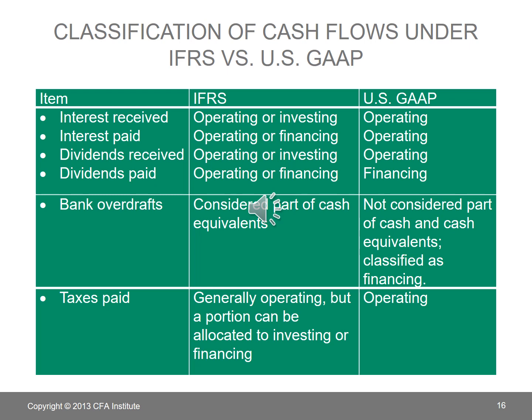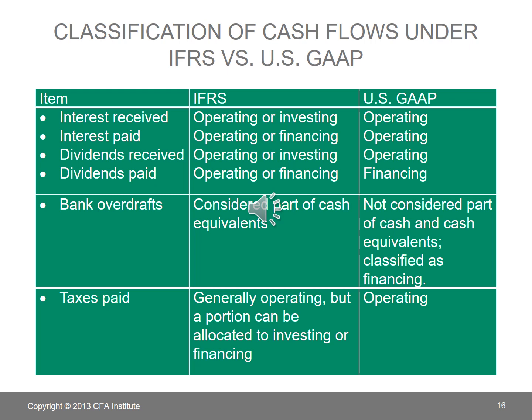US GAAP classifies interest and dividends received from investments as operating activities. IFRS allows companies to classify interest and dividends received from investments as either operating or investment cash flows. US GAAP classifies interest expense as an operating activity, even though the principal amount of the debt issued is classified as a financing activity, whereas IFRS allows companies to classify interest expense as either an operating activity or a financing activity.